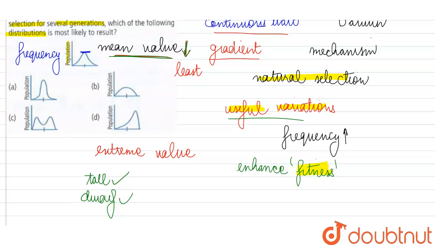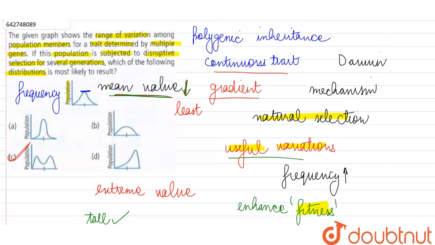So the graph which represents the distribution or the composition of population after it has undergone disruptive selection is option C, where we can see the mean value has very less frequency, whereas on either side of the graph, on either side of the mean value, we have a peak or we have a higher frequency.